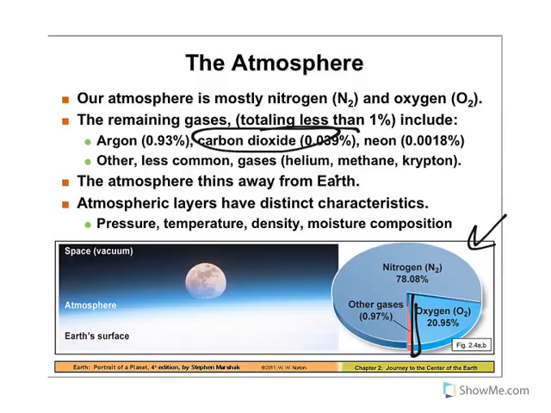The atmosphere itself thins away from Earth. The closer you are to Earth, the thicker it is. The higher up you go, the thinner it is. If you've ever gone to the mountains, you've probably experienced this. If you go up in the mountains, you might notice that it's a little bit tough to breathe up there, and that's because the atmosphere is much thinner. So our atmosphere has layers, and we're going to talk about those in a minute, and they have very distinct characteristics. They're mostly going to be defined from each other based on temperature differences, because that's the easiest, but we can see that there's pressure differences, density, and moisture.